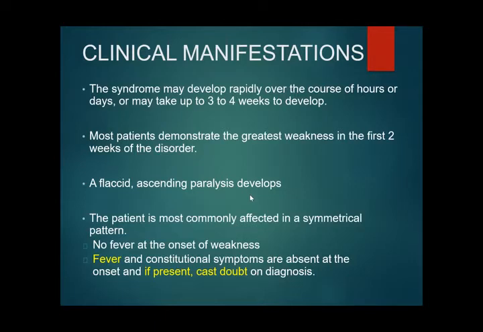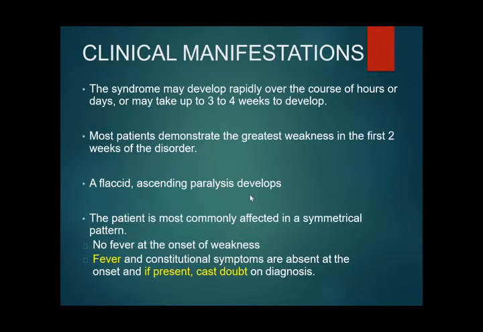What is ascending paralysis? Paralysis or weakness starts from the lower extremities and gradually progresses to involve the upper extremities. It can also affect the trunk. There can be truncal weakness as well. The patient is most commonly affected in a symmetrical pattern. There is no fever at the onset of weakness. If there are fever and systemic symptoms at the onset, these cast doubt on your diagnosis. These should be absent if it is pure GBS.